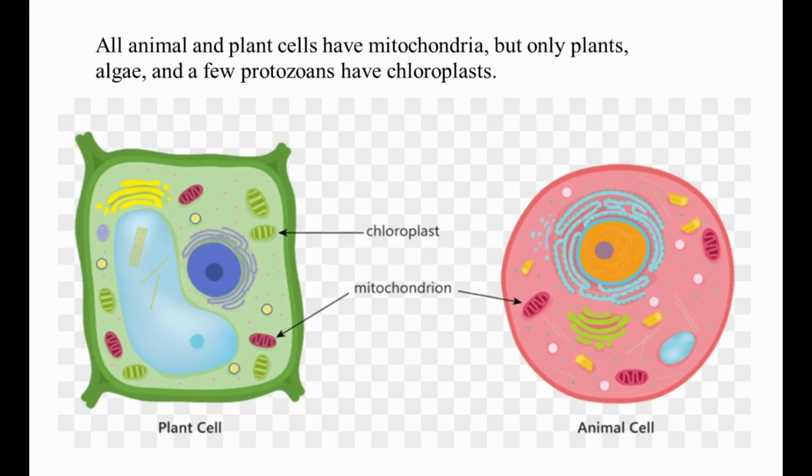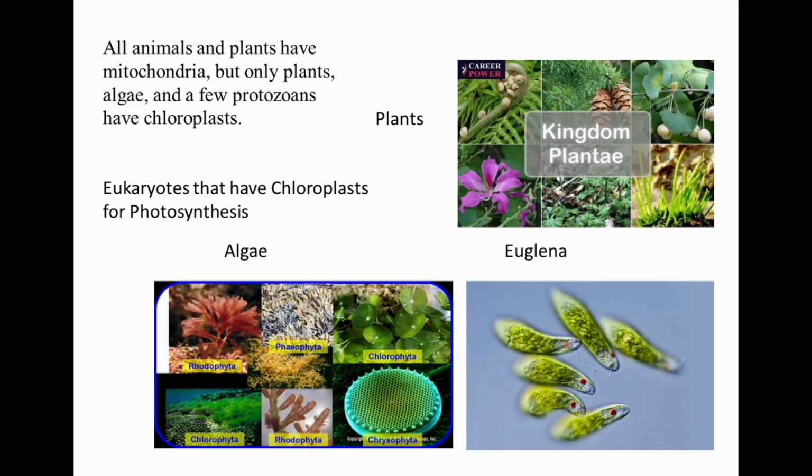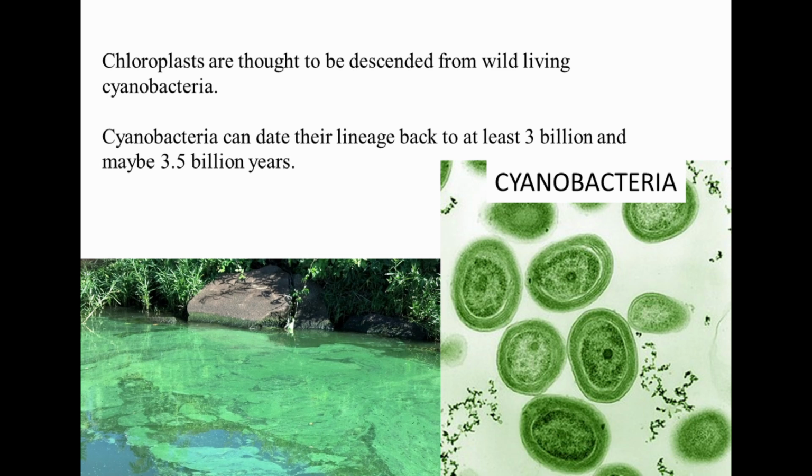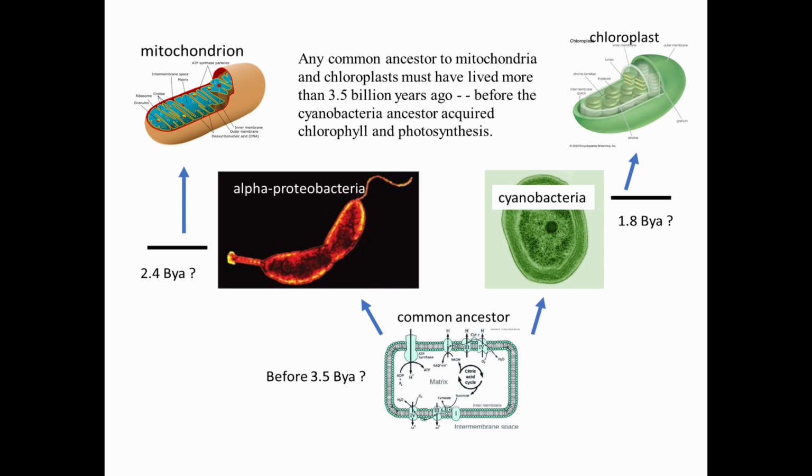All animals and plants have mitochondria, but only plants, algae, and a few protozoans have chloroplasts. Chloroplasts are thought to be descended from wild living cyanobacteria. Cyanobacteria can date their lineage back to at least 3 billion and maybe 3.5 billion years. Alpha proteobacteria do not use photosynthesis. So, any common ancestor to mitochondria and chloroplasts must have lived more than 3.5 billion years ago, before the cyanobacteria ancestor acquired chlorophyll and photosynthesis.